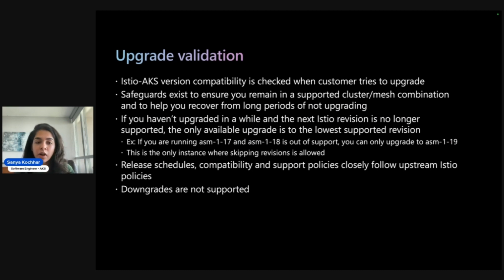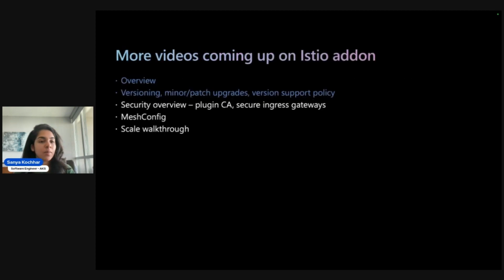And if you do not upgrade for a long time, we do have a safeguard to help you recover from that as well. So for example, suppose you're on 117, and 118 is not supported, then your only available upgrade would be to the lowest supported revision, which would be 119 or 120 at the time. And this would be the only instance where you can skip from one revision to another. And our release schedules, our compatibility and support policy will closely follow upstream Istio. So we try to keep up to date with that as much as possible. And then, like I said, downgrades are not supported outside of the rollback framework. So that's all on the upgrades, versioning, and the version support policy.